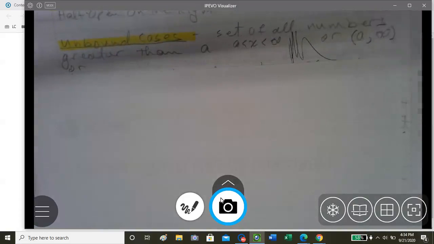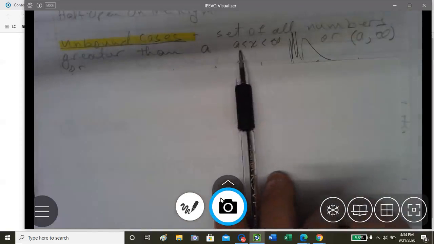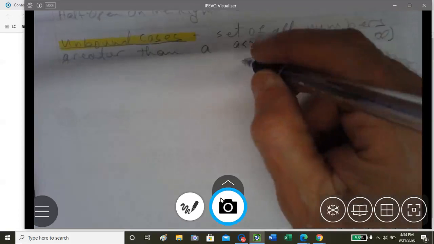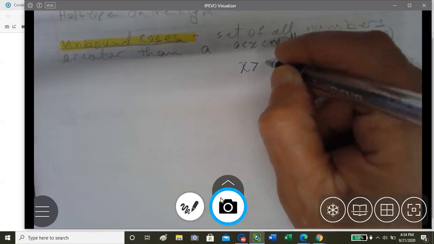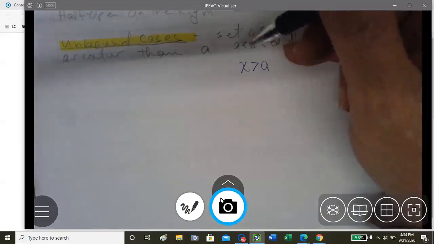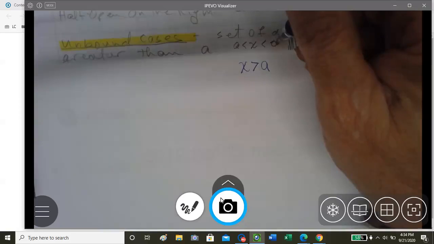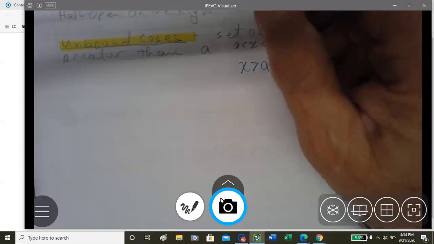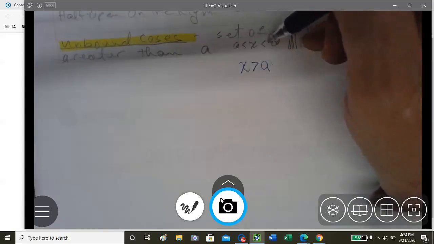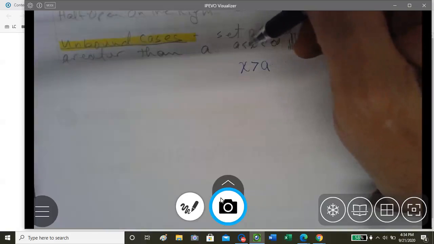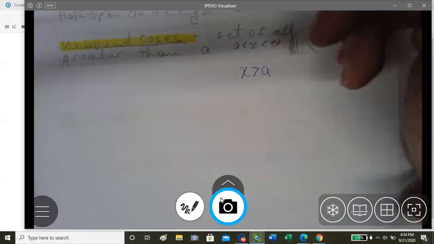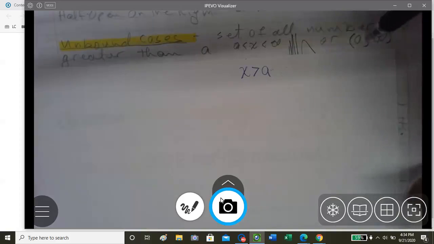Unbounded cases, set of all numbers greater than a. Now normally we could have just said x is greater than a, but it wouldn't fit as well with the inequality sign, because we'd have to put the inequality sign the other way to show infinity is greater than a. So this is a better way to write it: x is greater than a but less than infinity, because infinity goes on as infinite numbers, and x is going to be somewhere in between. So we say it is the open interval a to infinity.